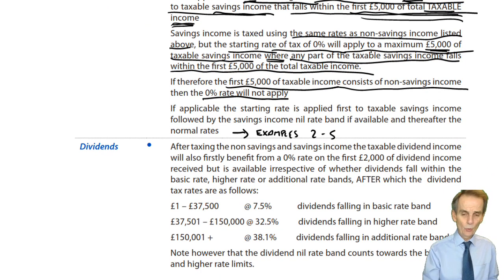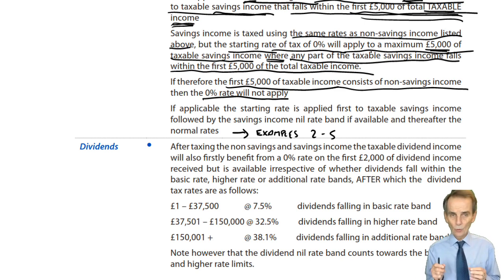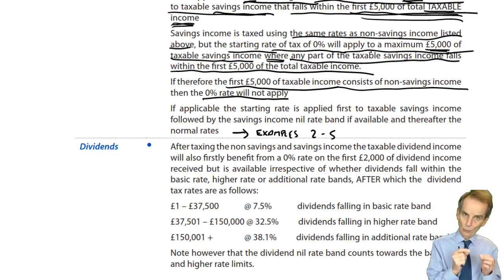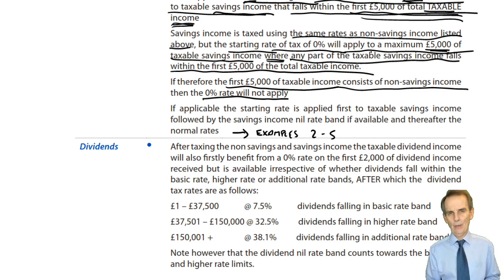Just one other issue. We've now seen two nil rates: the nil rate band, the 1,000 for basic rate taxpayers, the 500 for higher rate taxpayers, and we've seen a 0% starting rate band going up to a maximum possible £5,000 worth of that 0% starting rate band. Well, if there are two 0% nil rates applicable, which one do we use first?